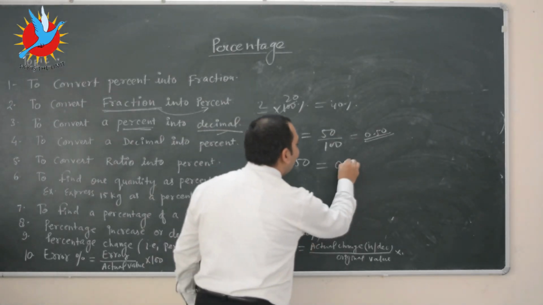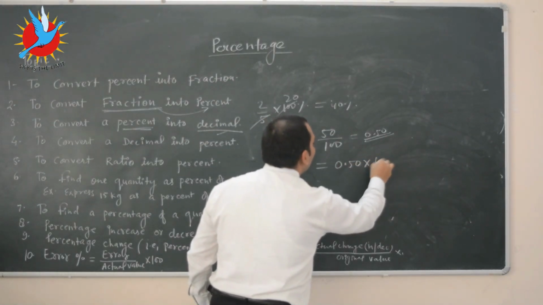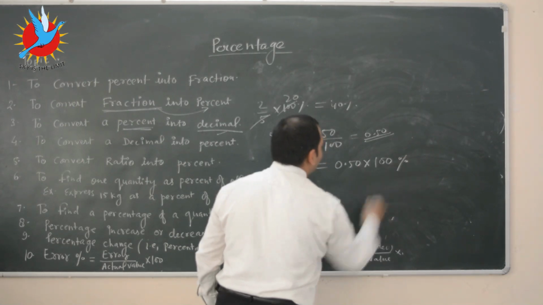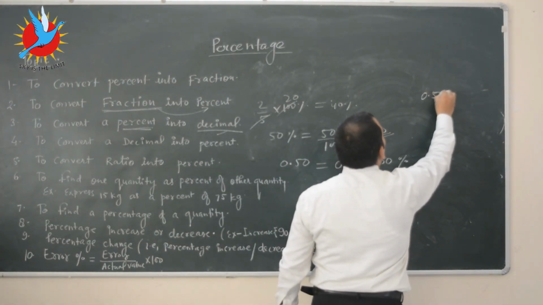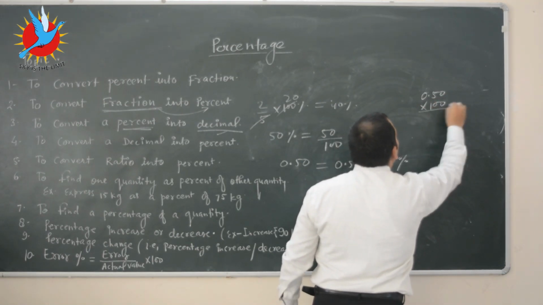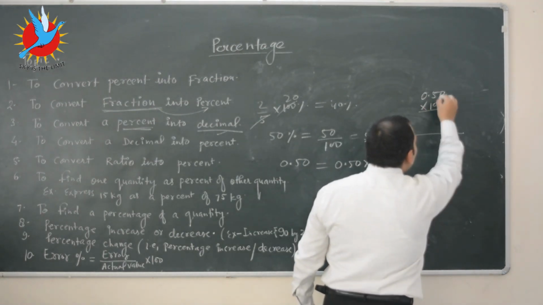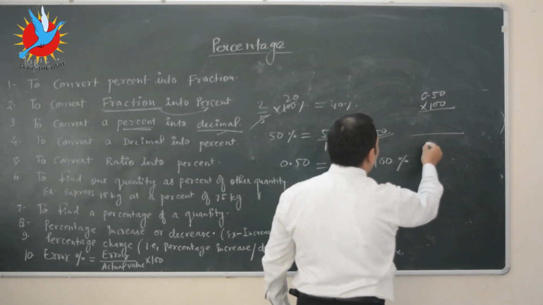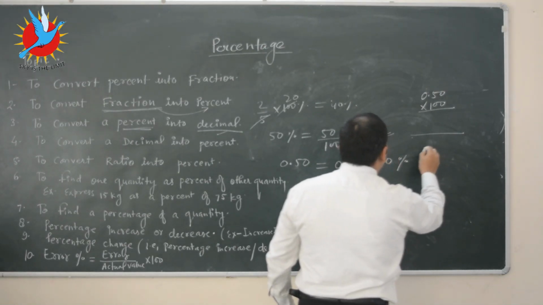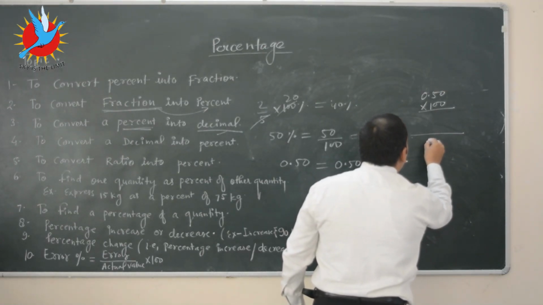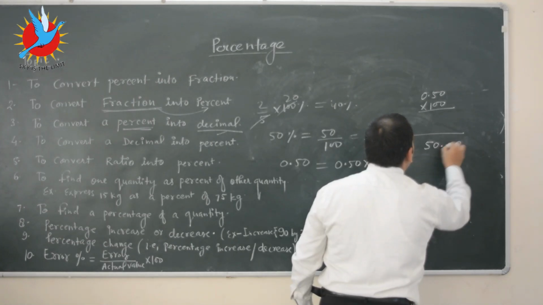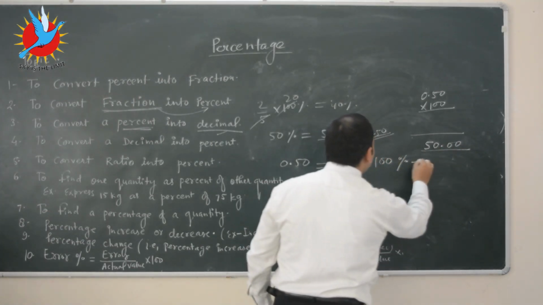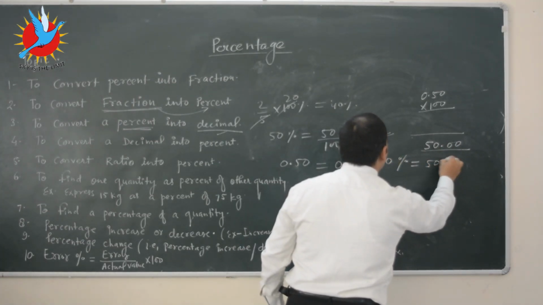So 0.50 into 100%. So what is the value when we multiply 0.50 into 100? Then after multiplying, the result will be 50.00. So the value is 50%.